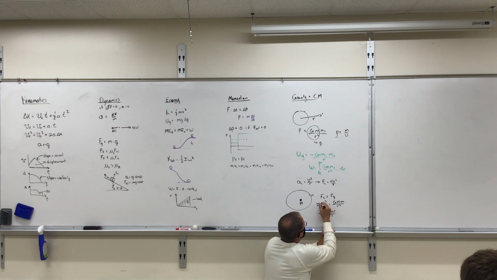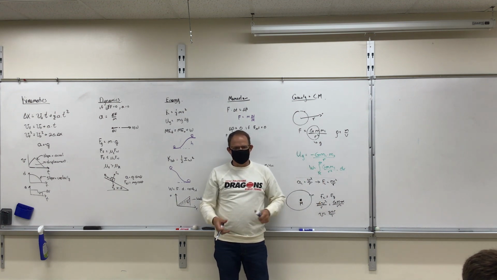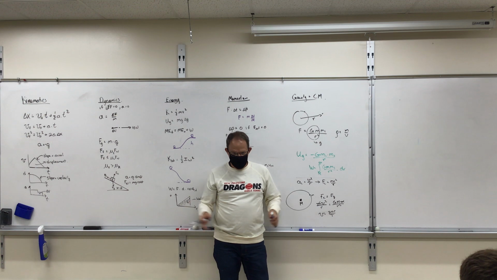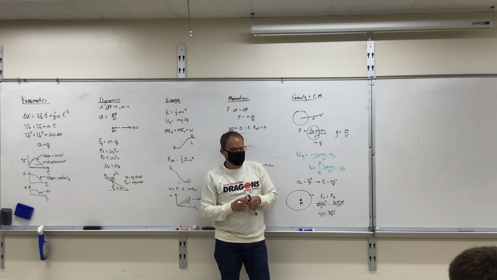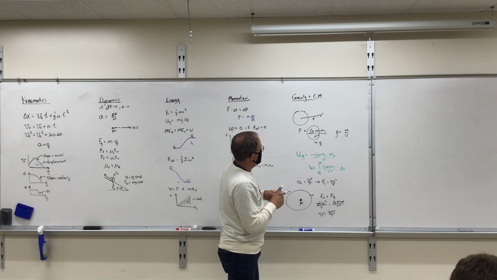One of the important things is that the mass cancels. So if the mass of the satellite doubled, what would happen to its orbital period? Nothing. Does that make sense? All right, so that was gravity and circular motion.